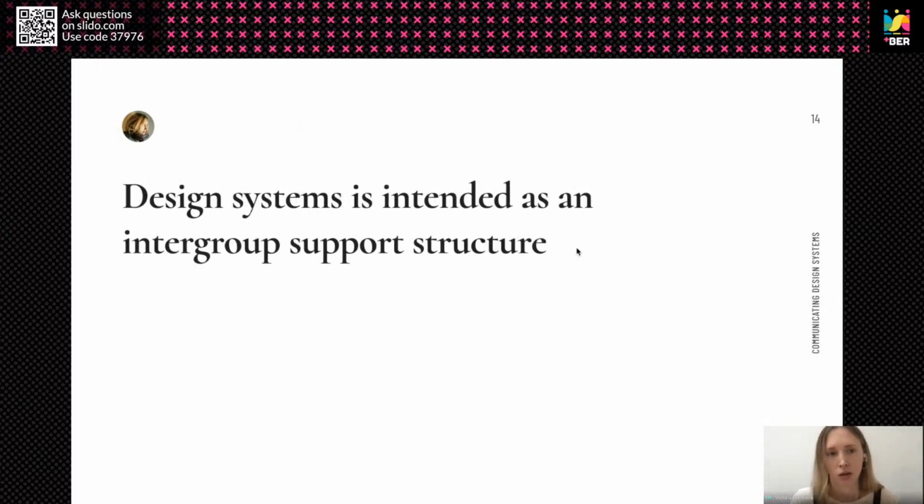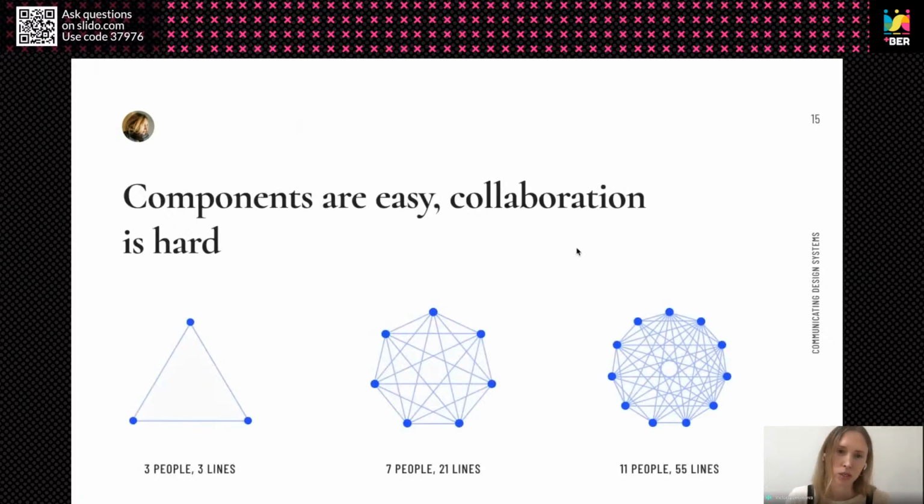Design systems is intended, and was intended, as an intergroup support structure. So it is a horizontal level to support feature work of your product teams, but it is also another team on your org structure that's kind of wedged in between engineering, design, development, and product. Components are easy, collaboration is hard.